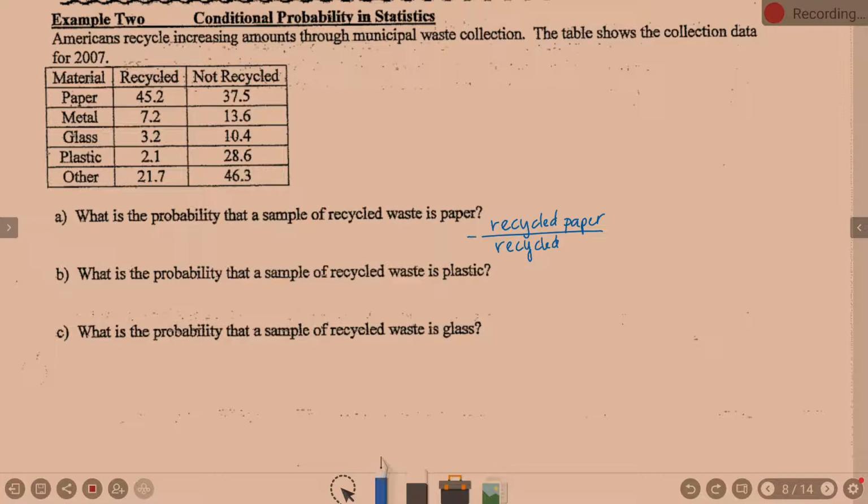So in terms of conditional probability, the way they're asking us is, what is the probability that an item is recycled paper, or what is the probability of paper given that it was a recycled item? So if I was writing this as conditional, I would say probability of paper given it was recycled. So that would be how the conditional would be written in that situation. Probability of paper given that it was recycled.